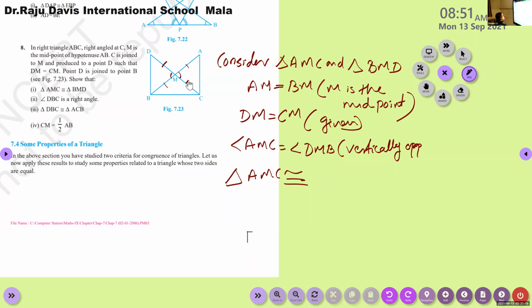Is that the including angle? Yes. See, these two are the sides. So this is the including angle. Okay. So triangle AMC is congruent to triangle BMD. By which congruence rule? SAS. By the SAS congruence rule, those two are congruent.